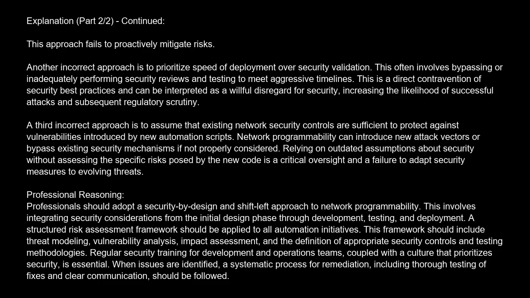A third incorrect approach is to assume that existing network security controls are sufficient to protect against vulnerabilities introduced by new automation scripts. Network programmability can introduce new attack vectors or bypass existing security mechanisms if not properly considered. Relying on outdated assumptions about security without assessing the specific risks posed by the new code is a critical oversight and a failure to adapt security measures to evolving threats.